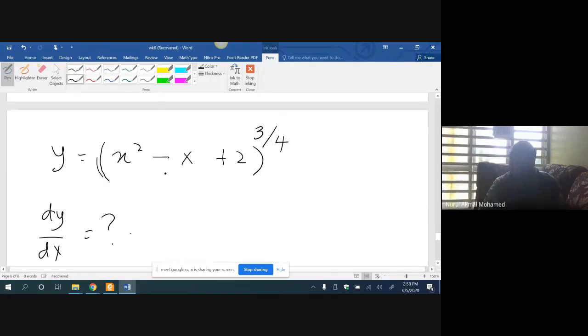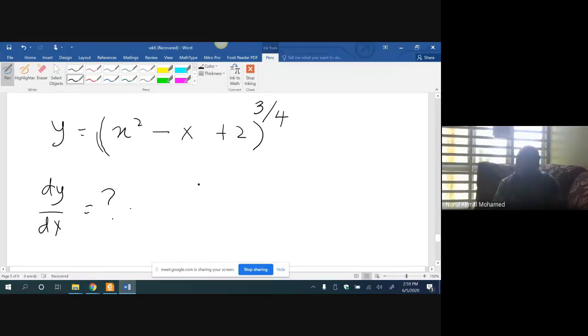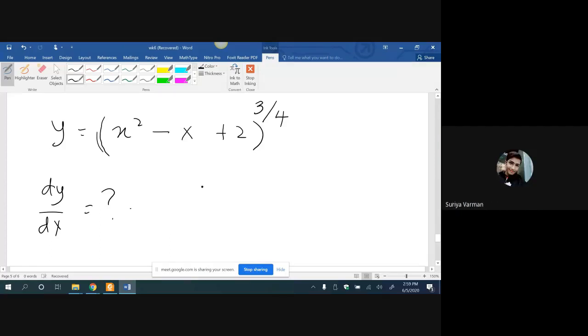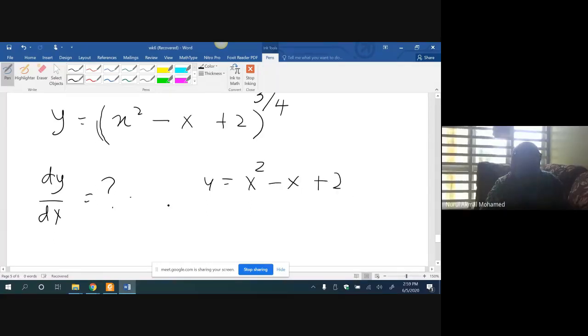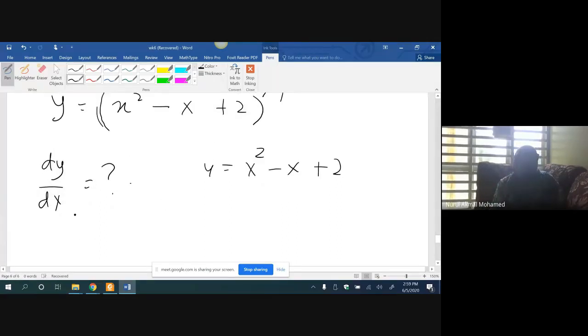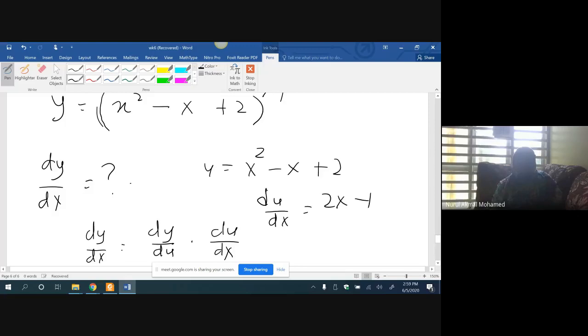Now, what will be the u? We want to use the chain rule. What will be the u? x squared minus x plus 2, inside the bracket. By the chain rule, dy dx is equal to dy du multiplied with du dx. You differentiate u with respect to x, and du dx is equal to 2x minus 1.